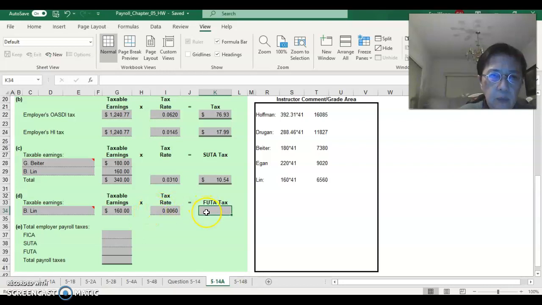Hello, welcome back. We continue on this question 5-14A.